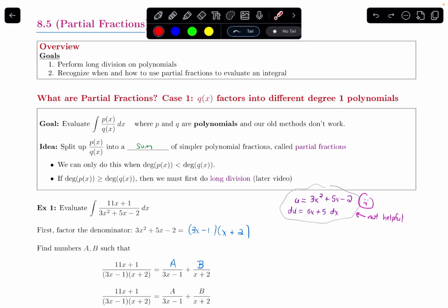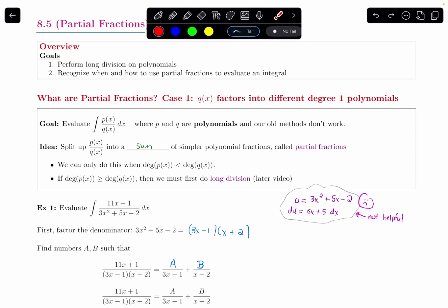I think this is a good time to talk about what this means, case 1. So in this example, this denominator factored into different degree 1 polynomials. So that denominator factored into 3x minus 1, which has degree 1, and x plus 2, which also has degree 1. In later videos, we'll talk about situations where the denominator factors into things that are slightly different than that, but we're starting with this.